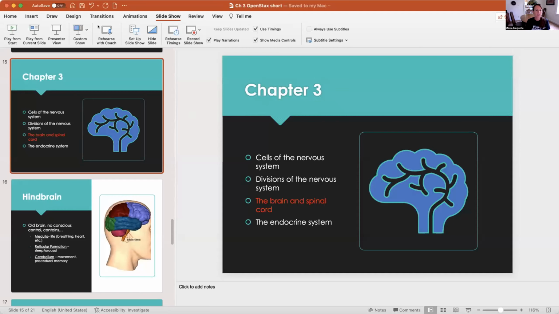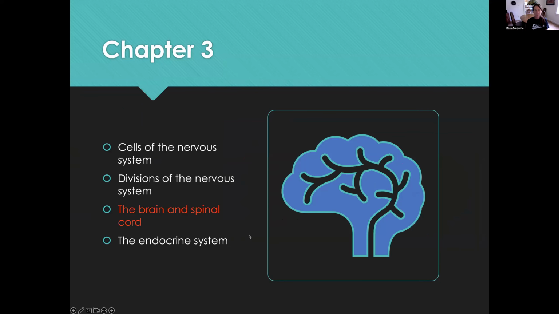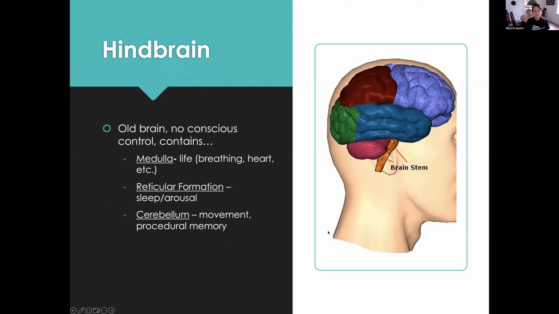And here it is. We're going to start talking about the brain and the spinal cord, and particularly some areas of the brain. We're going to start with the hindbrain. The hindbrain is kind of to the back of the brain and the top of the spinal cord, and it contains three structures.